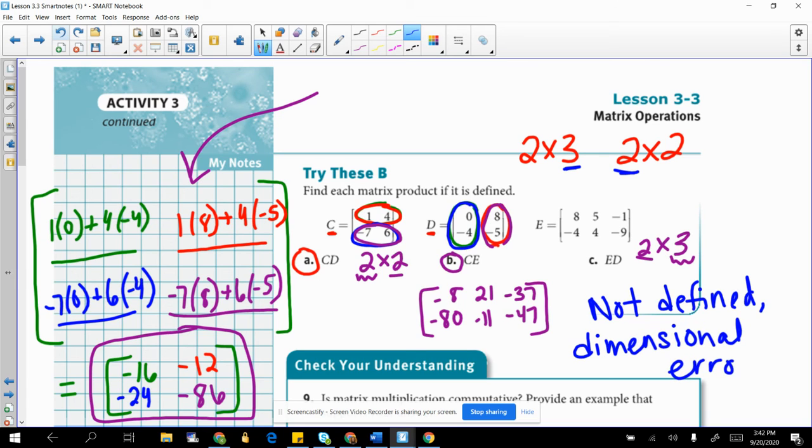Okay, now, what if we wanted to flip that though? What if we wanted to do D times E? Well, D is a 2 by 2, and E is a 2 by 3. So if we flipped it, okay, yes, then that works. But E times D, which is what they were asking for, does not work. Okay? So just be careful with that. And that's pretty much it for the multiplying.